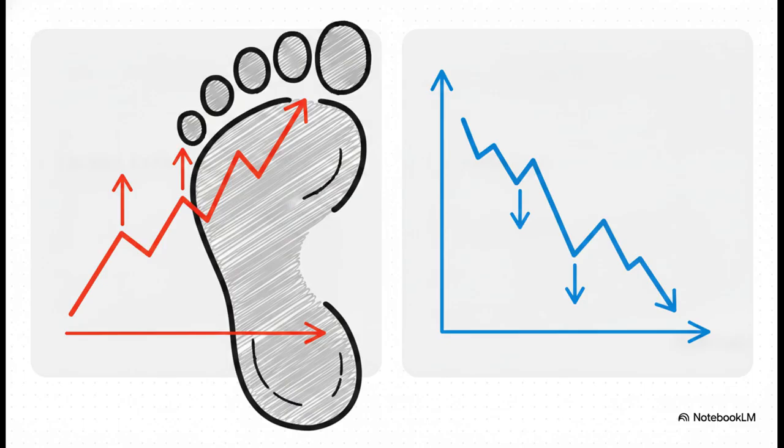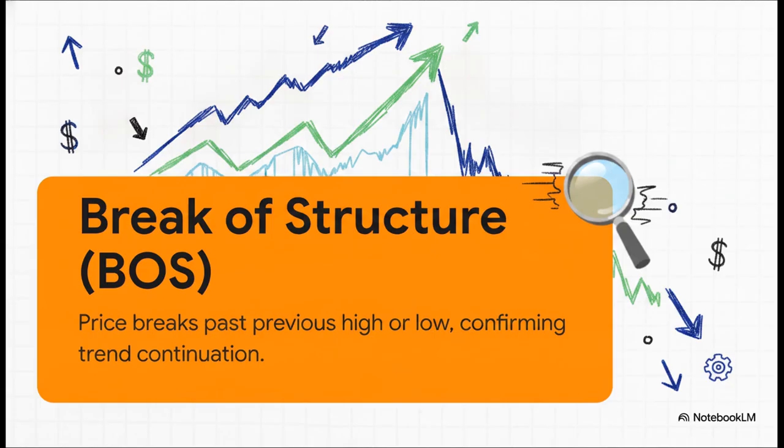And this brings us to the absolute golden rule of this explainer. Never, ever trade against the trend. You see, the trend is basically the footprint of institutional money, and our whole goal here is just to follow their tracks. Now, to accurately track that trend, you really need to understand two vital smart money concepts. Let's start with the break of structure, or BOS. A break of structure happens when the price violently pushes past a previous swing high in an uptrend or a previous swing low in a downtrend.